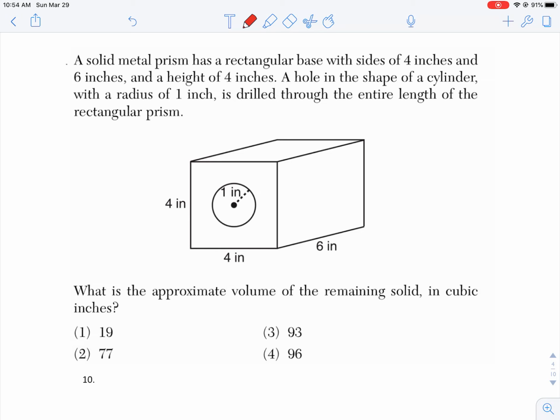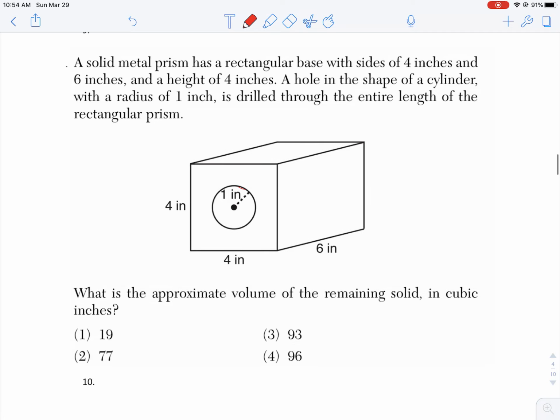So a solid metal prism has a rectangular base with sides of 4 inches and 6 inches and a height of 4 inches. A hole in the shape of a cylinder with a radius of 1 is drilled the entire length of the rectangular prism. What is the approximate volume of the remaining solid in cubic inches? So what's happening here is we're taking a drill and drilling out a hole 1 inch in diameter all the way through our rectangular prism.